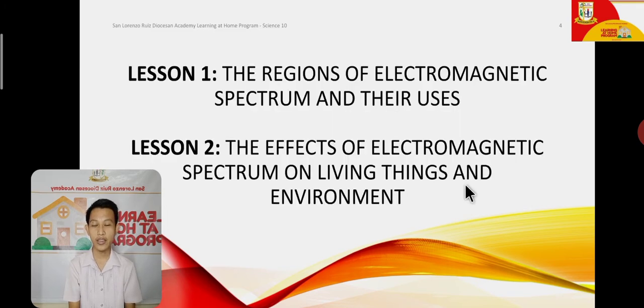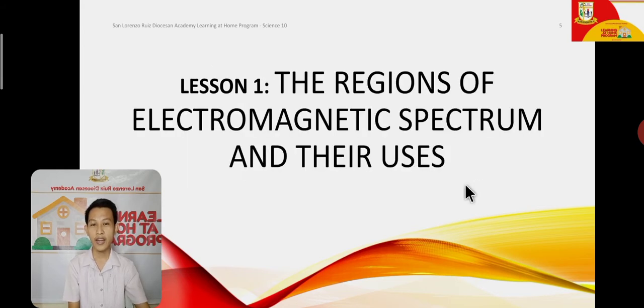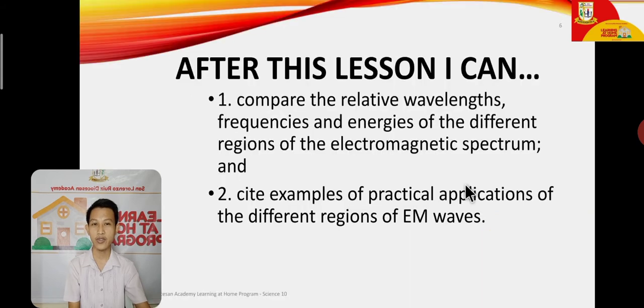With this unit, we have two lessons. We have first, the regions of the electromagnetic spectrum and their uses. And for lesson number 2, we have the effects of the electromagnetic spectrum on living things and the environment. For lesson number 1, we have again the regions of the electromagnetic spectrum and their uses.